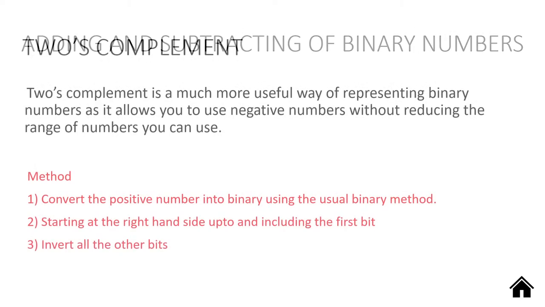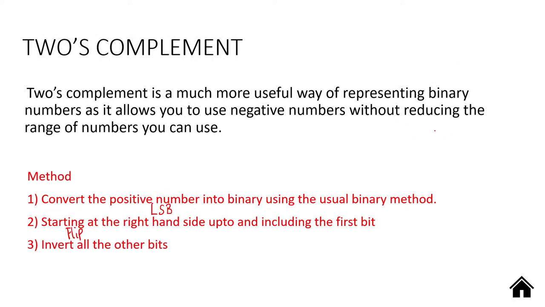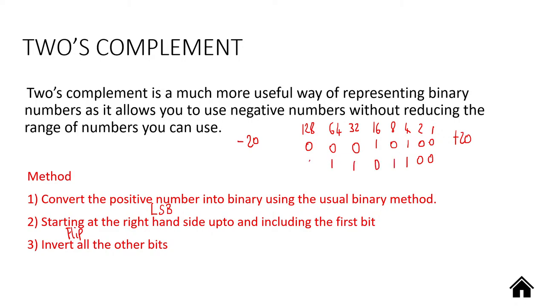Okay? So for example, let's take 1, 2, 4, 8, 16, 32, 64, 128. Let's represent minus 20. I'll keep it nice and simple for myself. That is positive 20, right? You go up to and including the first one bit. So you copy them down and then you flip, invert, the rest. Whatever this is, we flip it. Flip it, flip it, flip it. And that is now negative 20.